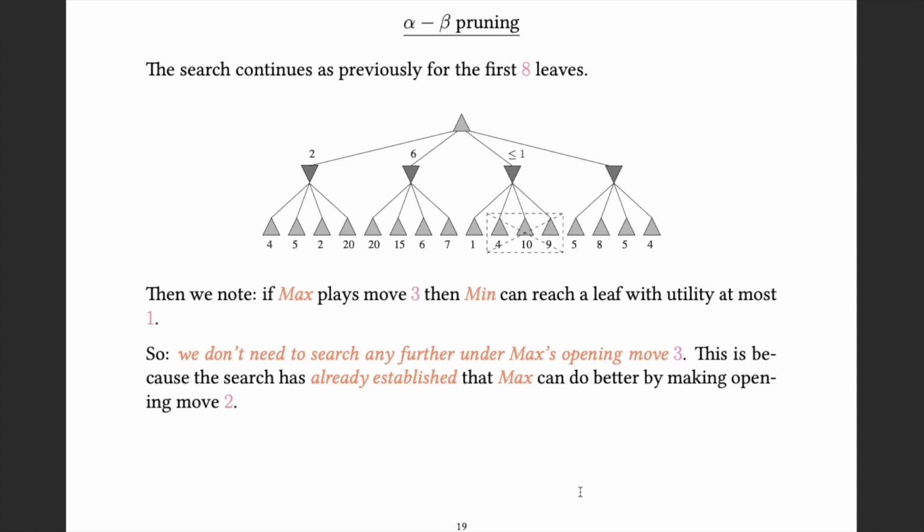That means that in the third subtree we don't have to look at any of the other leaves, because we know that max will never come to that subtree, because we already know that if max comes to that subtree, min can force an outcome of 1 or less. So if max is playing rationally, max will go to the second subtree where max can force a 6. So for this really simple game, that's quite straightforward, but now what we want to do is see how this works in general.